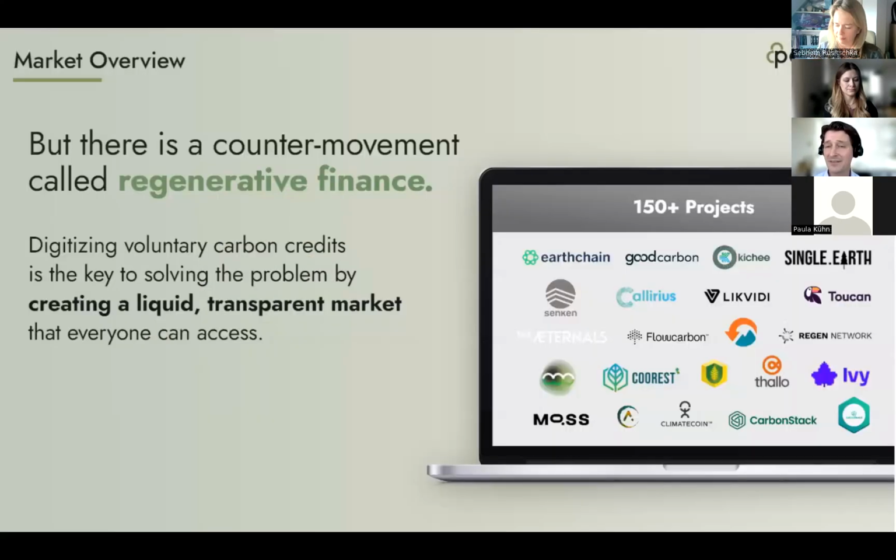And the great news is there are plenty of companies who have found solutions, who are trying to solve the problems of liquidity, who try to provide a more transparent solution. They're all blockchain based. You see some of the more prominent ones here, but we have north of 150 projects just related to carbon projects alone. So they're all offering great solutions.